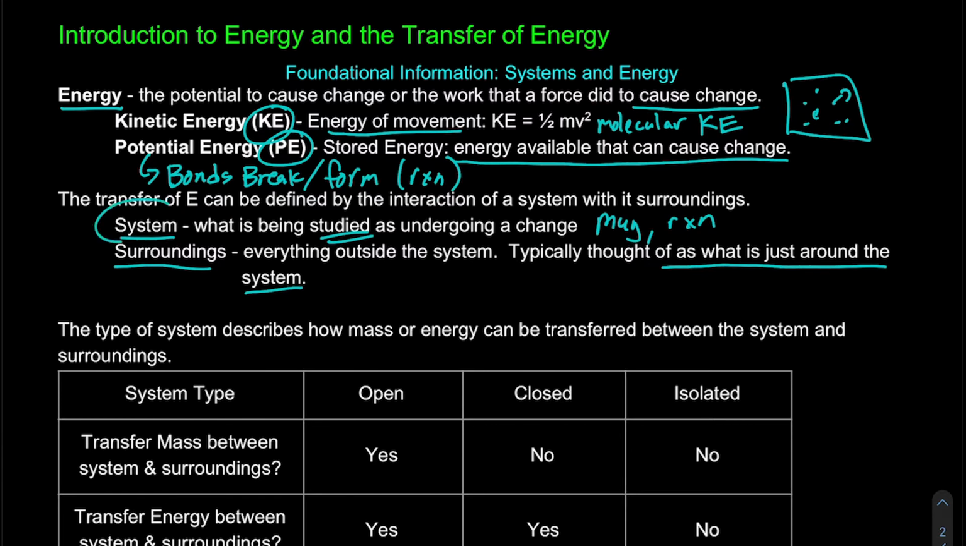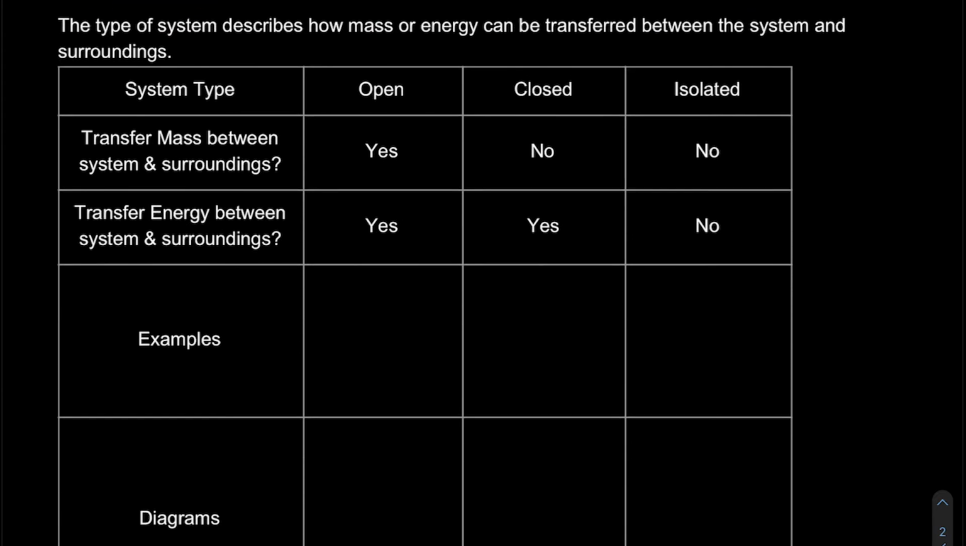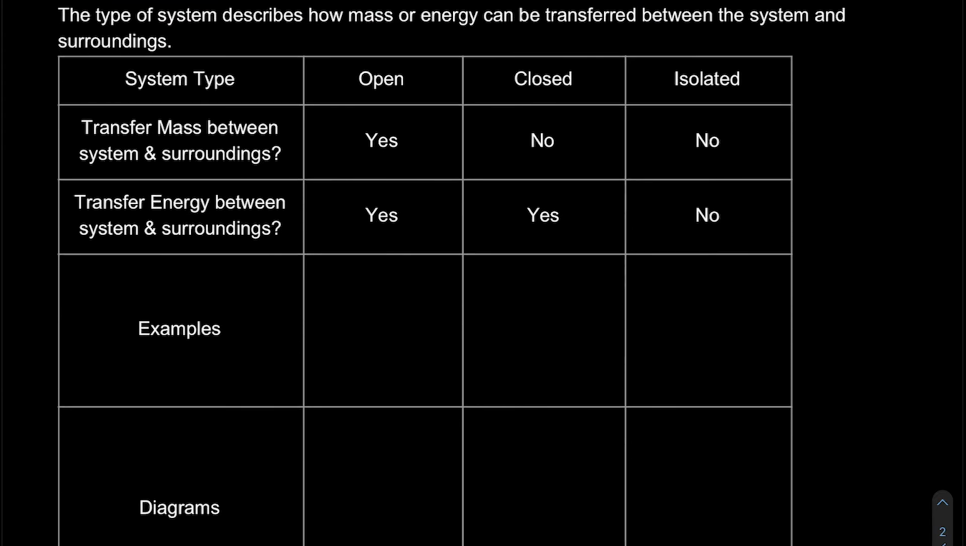Now, when we talk about systems and how they interact with the surroundings, we can broadly break these up into three categories. The first category, or the idea we want to think about, is matter transfer, or mass or energy transfer.